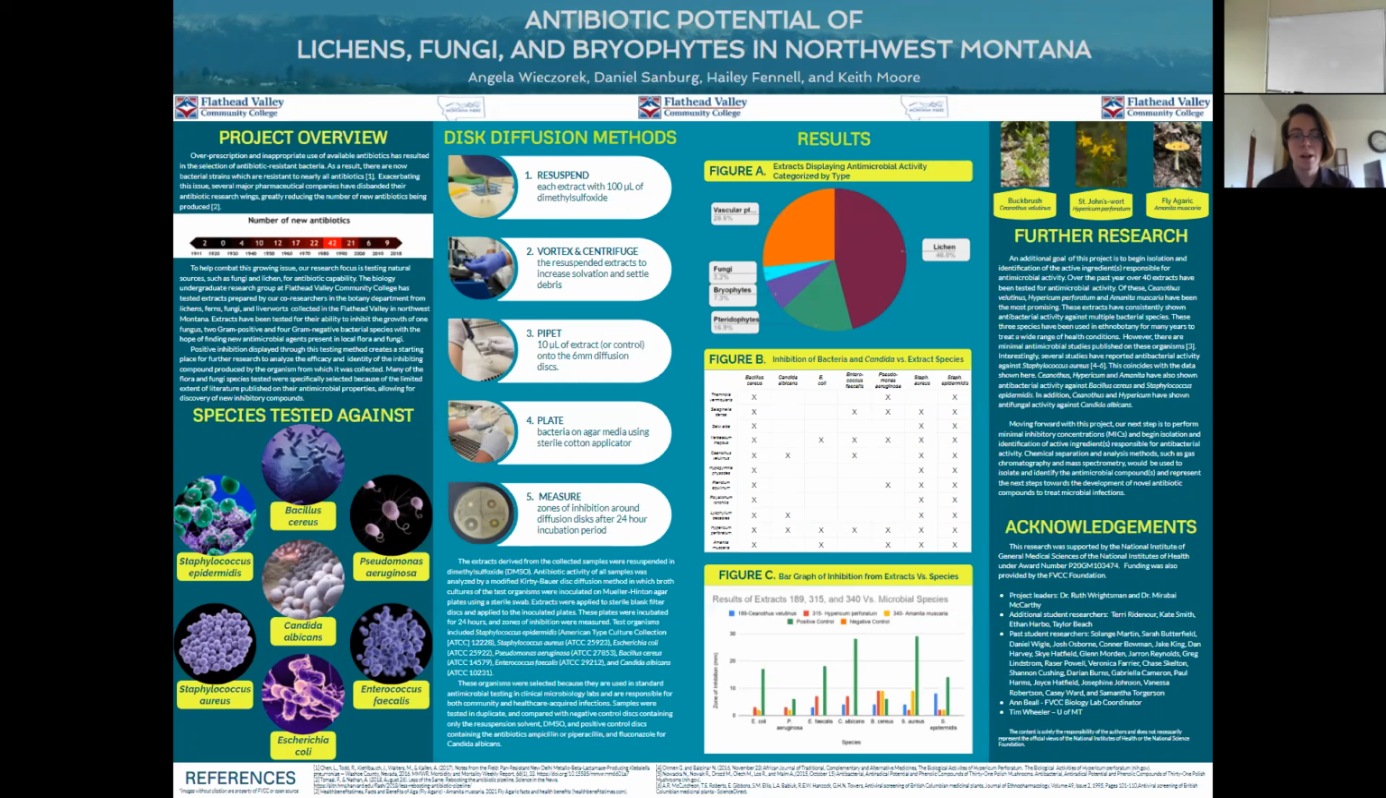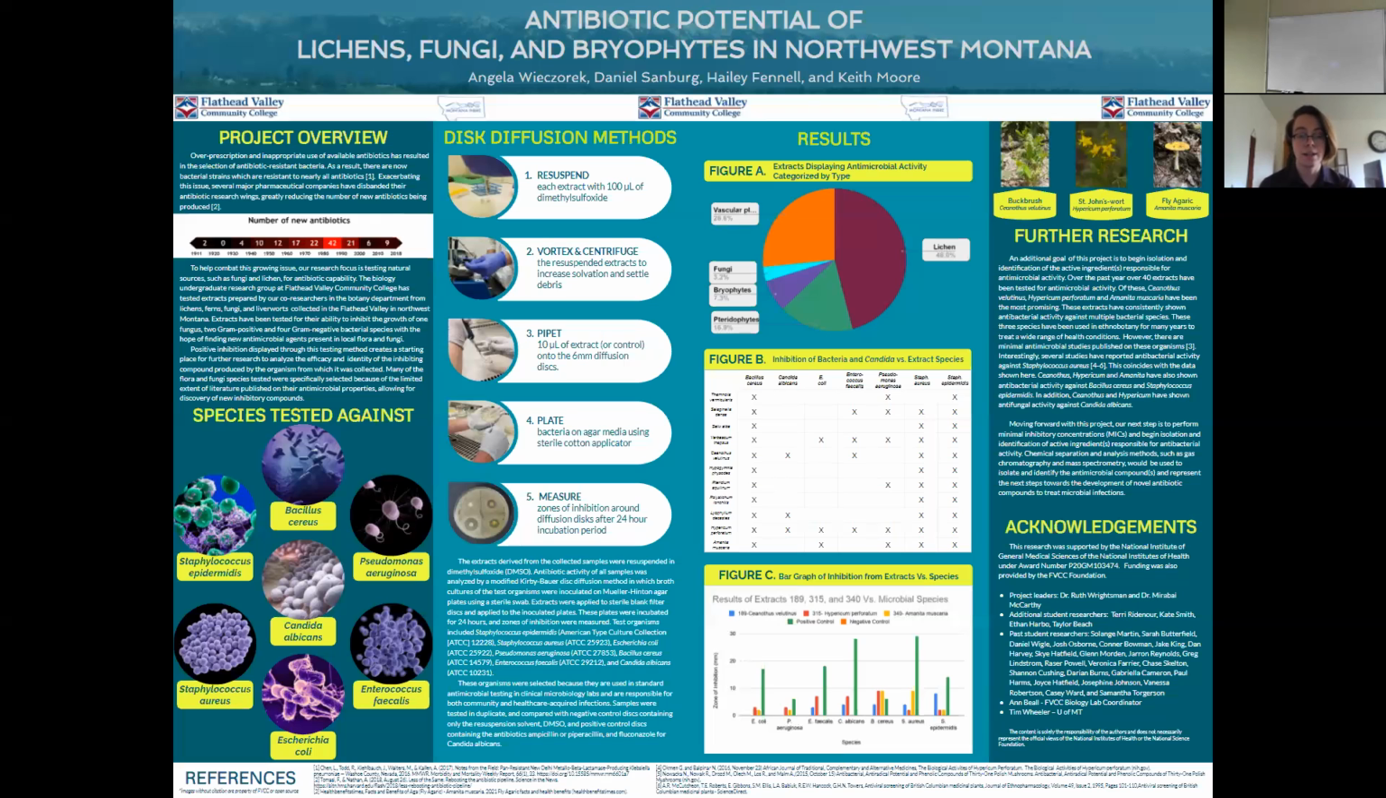Hi, I'm Keith Moore, and I'll be going over our results. Figure A, the pie chart, diversifies the extracts which exhibited antimicrobial activity by type, with an overwhelming majority of positive extracts coming from lichens at 46% and the minority coming from fungi at 3.2%. Figure B is a display of our most positive result-producing extracts. This table demonstrates the inhibition of the test organisms against 11 different extract species. An X indicates there was a zone of inhibition identified when the extract sample was applied to an inoculated plate.